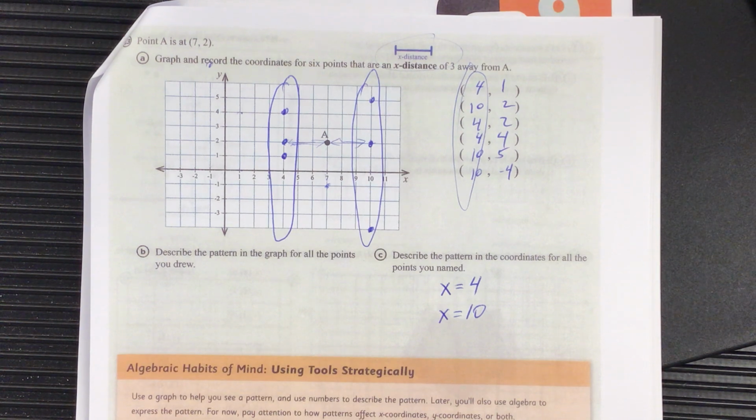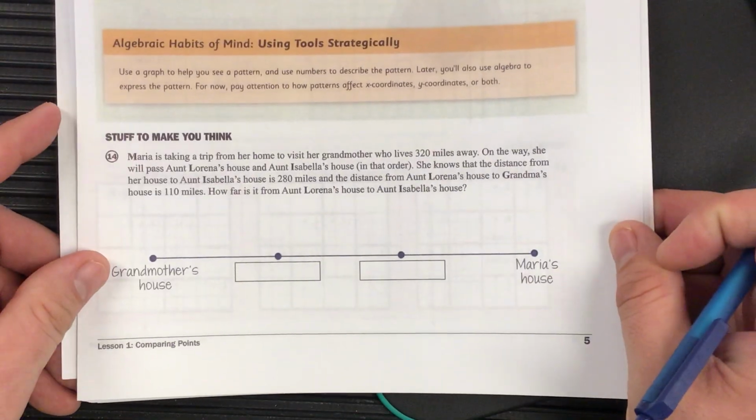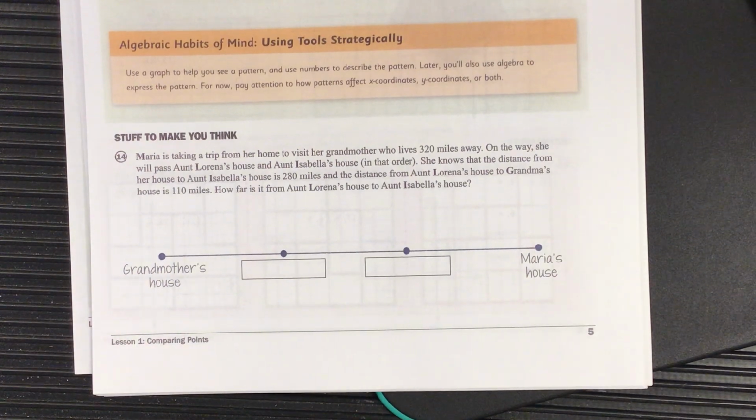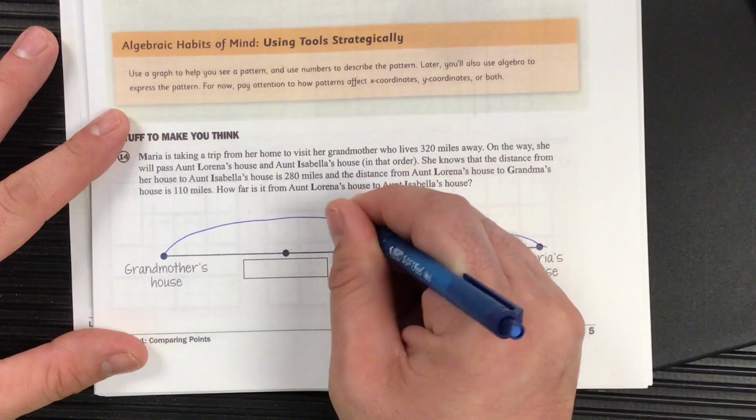Number 14. This is kind of a review. We've talked about problems like this. As soon as you hear something and you know where it goes, please tell me to stop and let's put it in. Maria is taking a trip from her house to her grandma's house, who lives 320 miles away. The distance between her house and her grandmother's. Yes, thank you. Didn't think anybody was going to say anything.